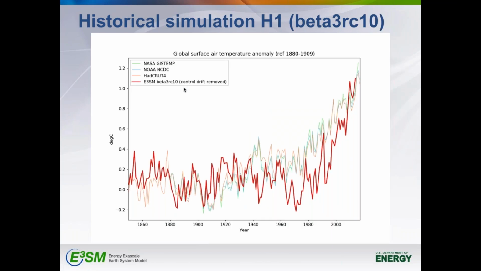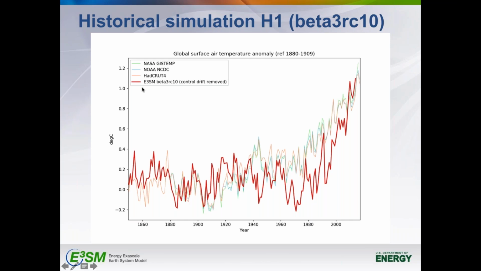Now, moving on to the actual historical simulation, I'm going to start directly with the figure that everybody has been waiting for, and one of the reasons why we are doing the historical simulation. So this shows the global mean surface air temperature anomaly, the evolution of the model compared to 3 observational data sets. The model is in red. So this is Beta 3 RC10 in red here. And the 3 observational data sets from NASA, NOAA, and Hadley Center are in pale colors underneath there.